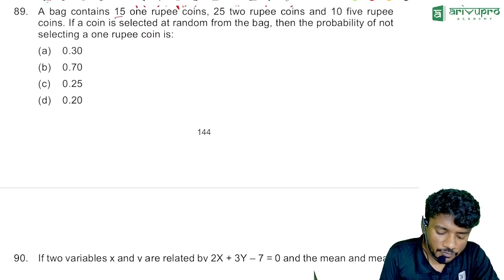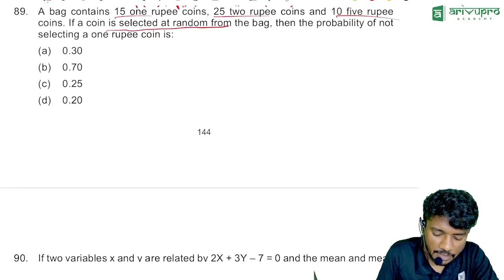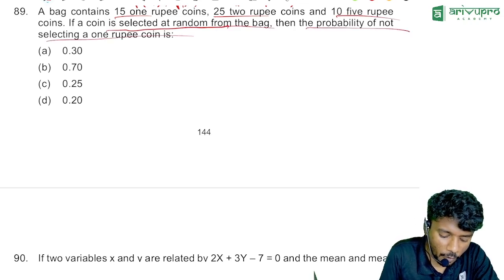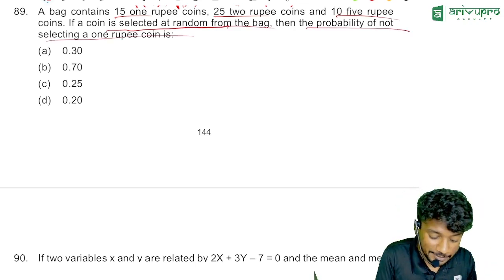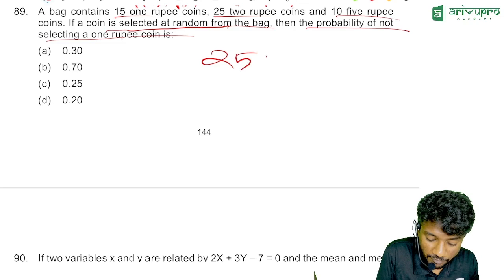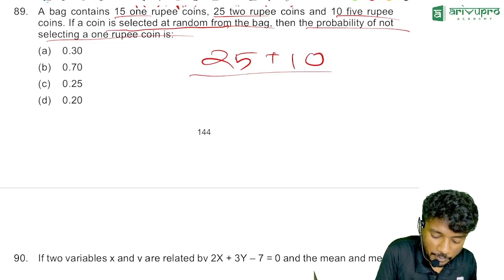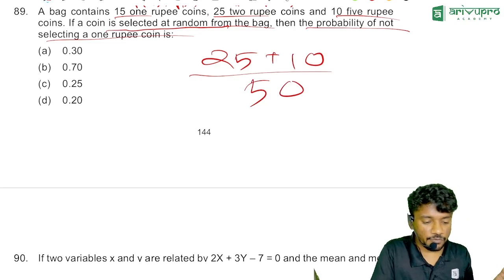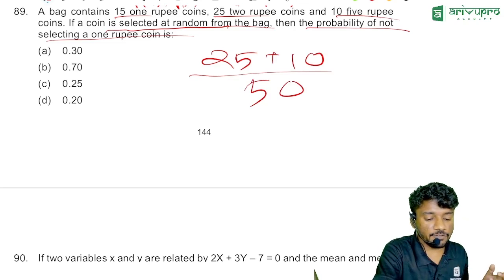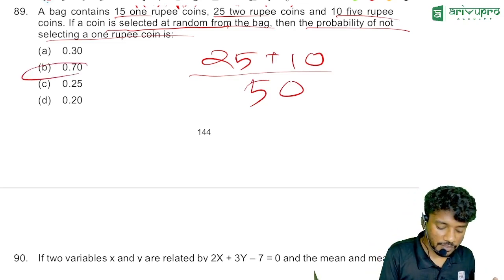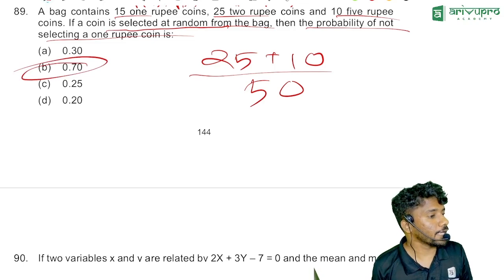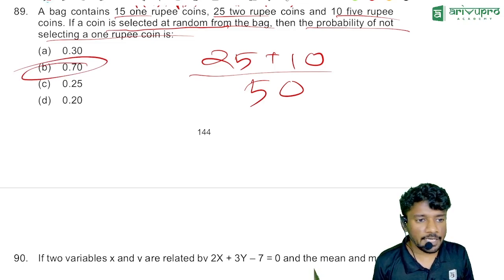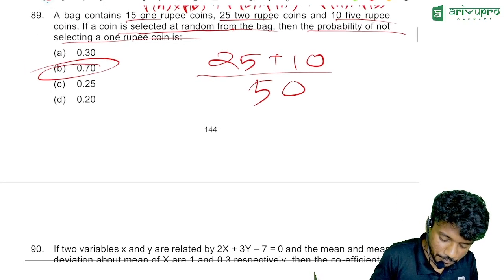A bag contains 15 one rupee, 25 two rupees, 10 five rupee coins. If a coin is selected at random from the bag, then the probability of not selecting 1 rupee. What is the answer? Not selecting 1 rupee means 25 plus 10 divided by total how much? 25 plus 10 plus 15. 35 by 50. How much is the answer? 35 divided by 50 is 0.7, option B. Got it? Can we do the next one? Yes.